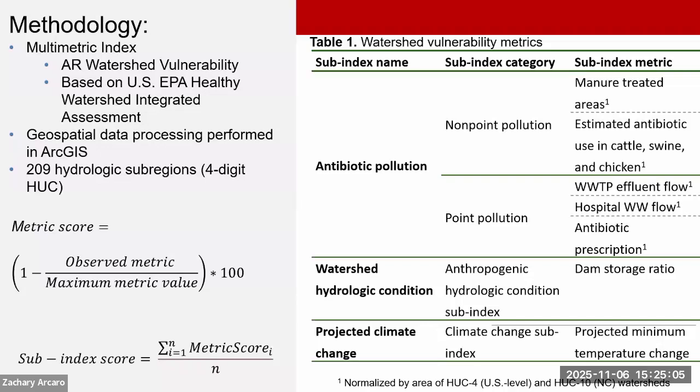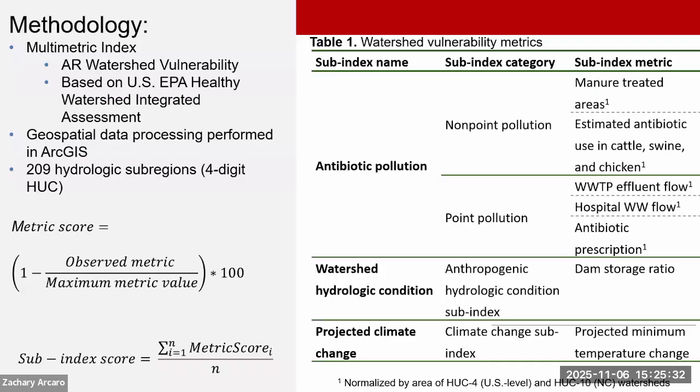We aggregated at the HUC4 scale because we were doing it across the US, which led to, I think, a little over 200 sub-regions. We also had information about the hydrologic condition, as well as some estimates for projected climate change. But overall, we utilized an approach where we adapted the US EPA Healthy Watershed Integrated Assessment to make this index.